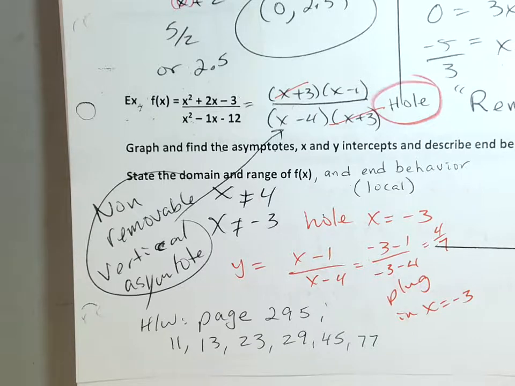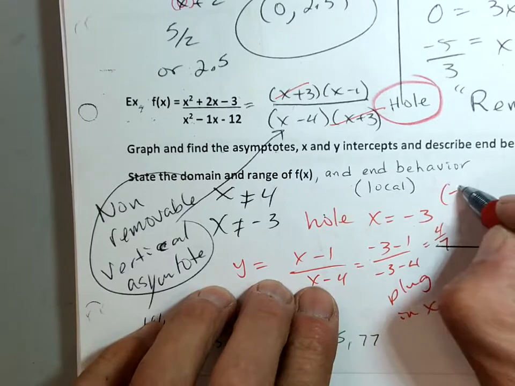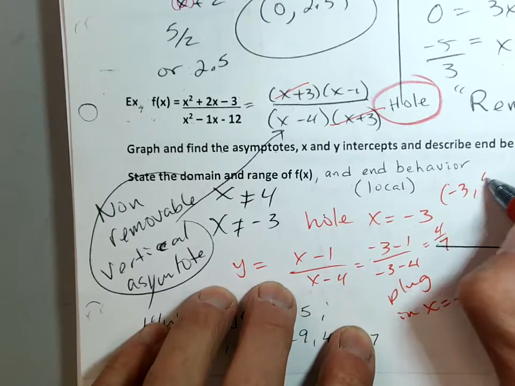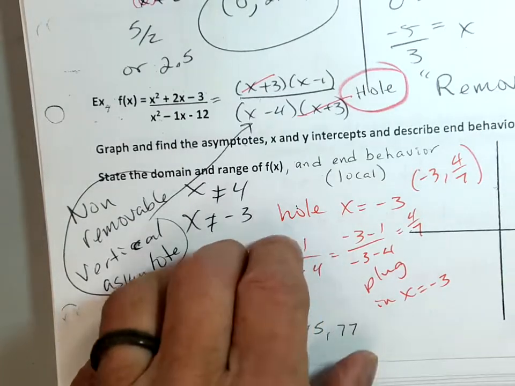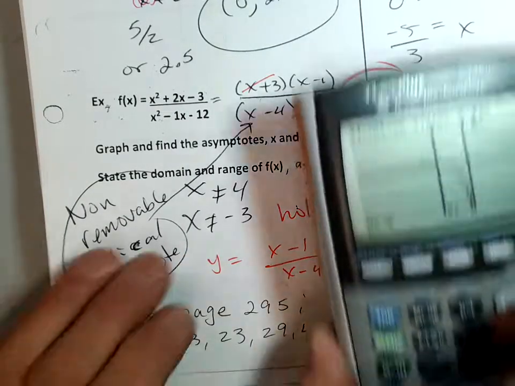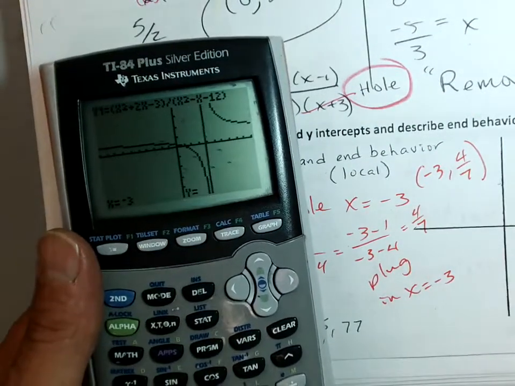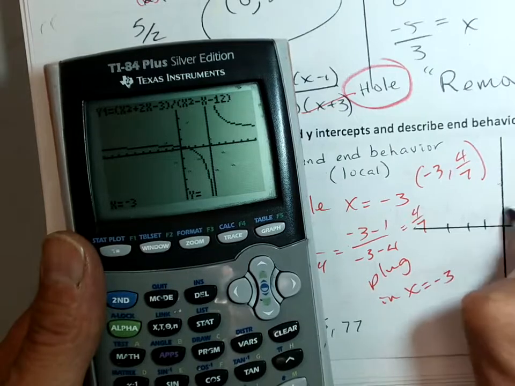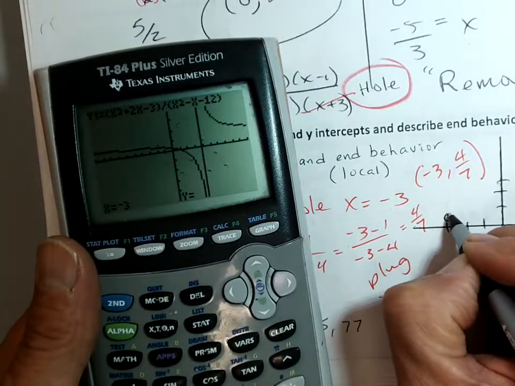So my hole is sitting at negative 3 comma 4/7. All right, so my graph should look like this. Okay, I got it on my calculator. That's nice. But I do know quite a few things. It has a hole, 1, 2, 3, right? It has a hole right about there.